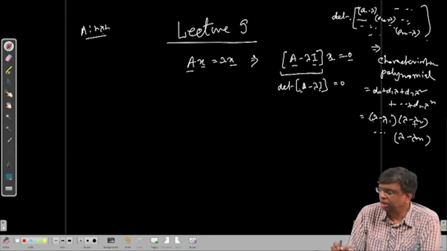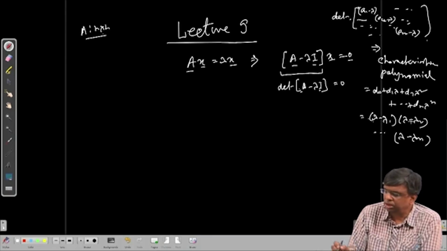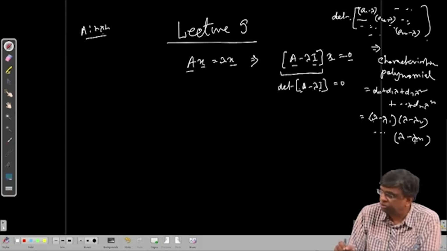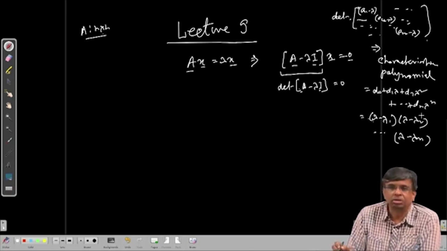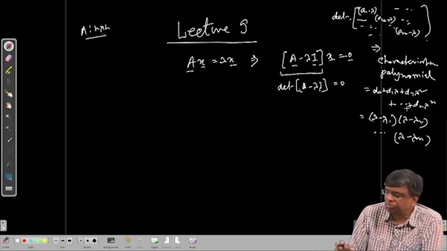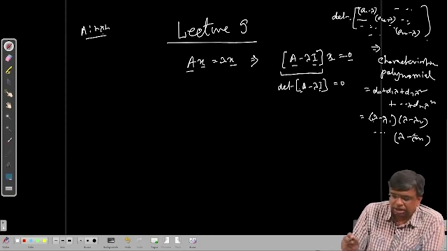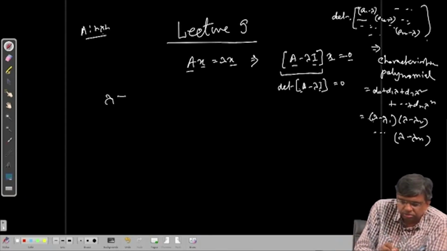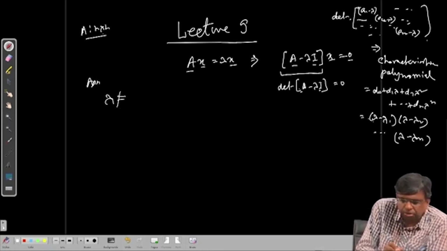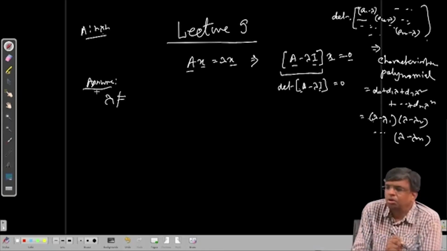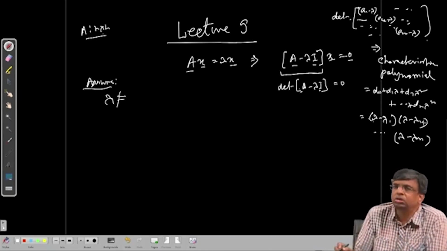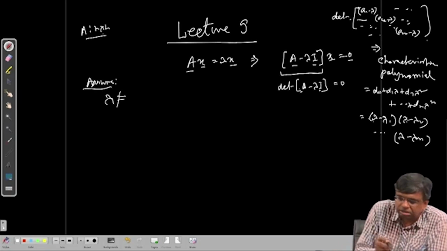So, eigenvalue lambda 1, eigenvalue lambda 2, etc. In a general case, lambda 1 is not equal to lambda 2, not equal to ... not equal to lambda n, but there could be cases where some of the eigenvalues are the same, so the factor will repeat. Now, I will prove something for which I will assume the eigenvalues to be distinct. That result holds even when the eigenvalues are not all distinct and some are repeating, but that is beyond you at this stage, so I will not prove that.